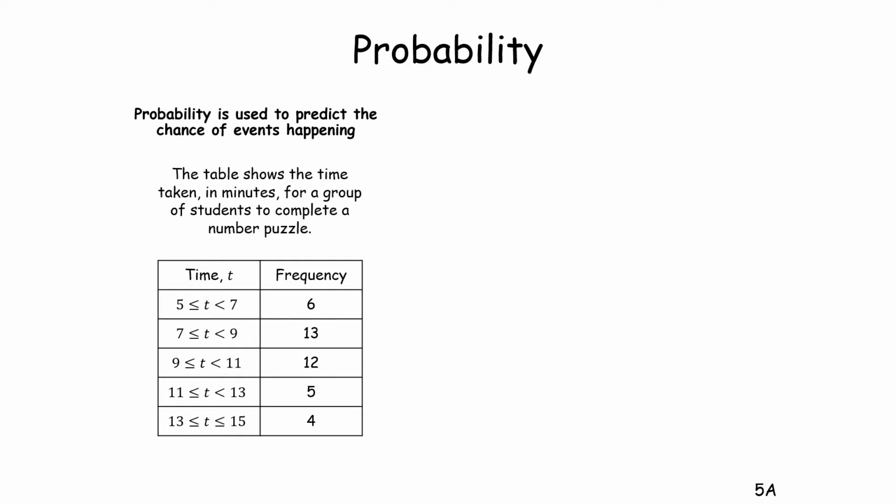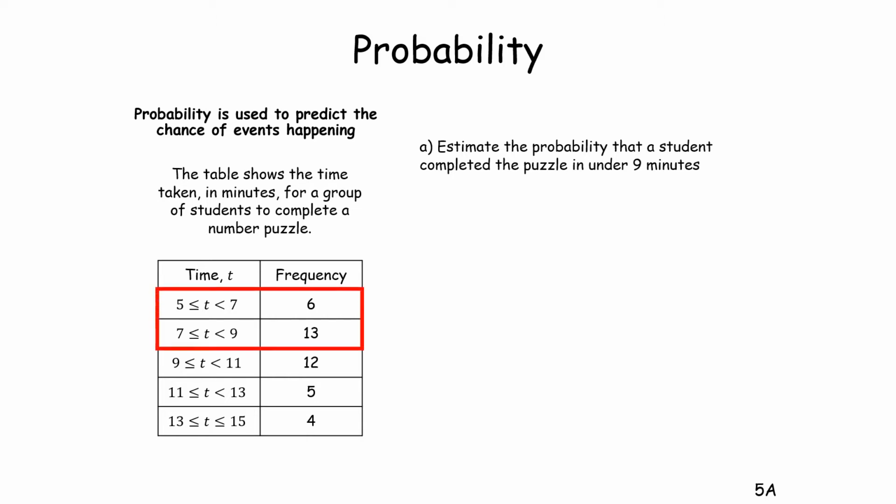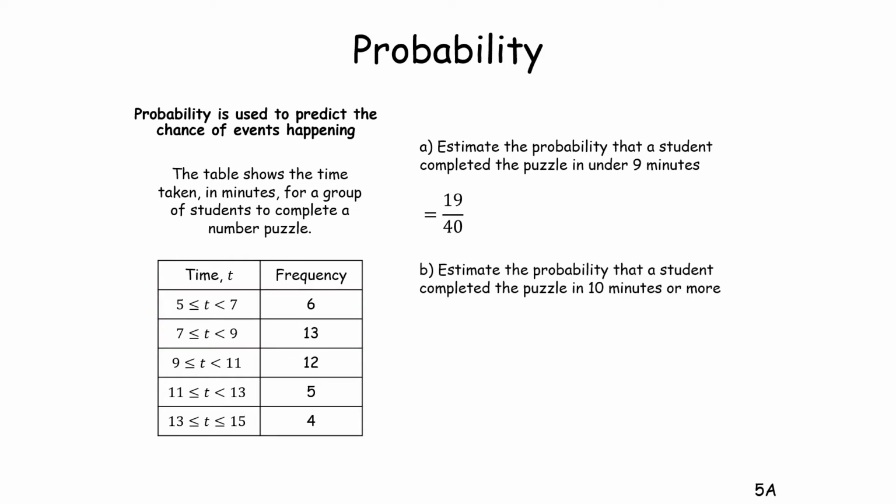Here, the table shows the time taken in minutes for a group of students to complete a number puzzle. The question says estimate the probability that a student completes the puzzle in under 9 minutes. If it's under 9 minutes, these are the groups we're interested in. In total, 6 plus 13, so we've got 19 out of 40 people that completed it under 9 minutes.